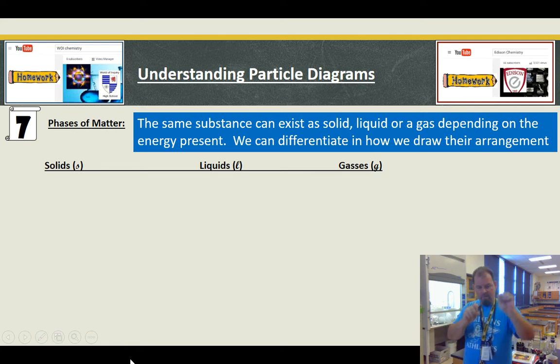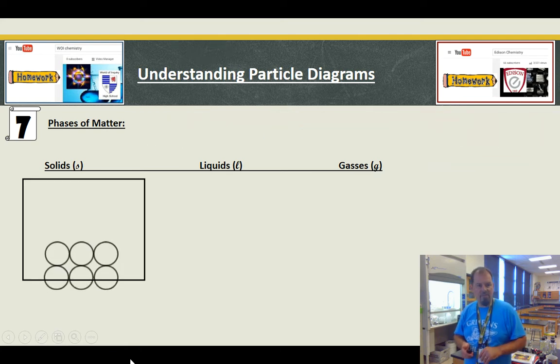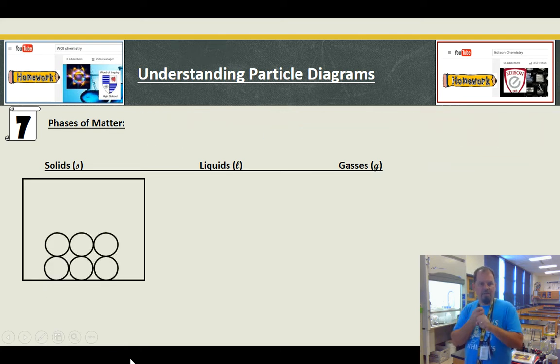Gases, the particles are separate and moving in random straight line motion. So I need to take all those things I just said and put them into how I draw the molecules with solids, liquids, and gases. So specifically with solids, I want to make sure they're linked and look very rigid. And notice I don't touch the wall of the container, but I do touch the bottom.